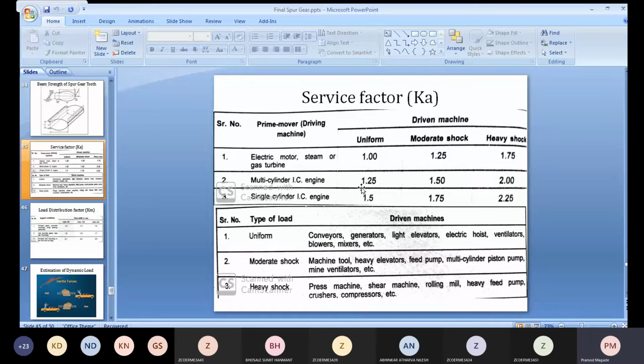In many books or many examples, a single acting cylinder is given with heavy shock. So what will be the value? Tell me from the chart. Single acting cylinder for heavy shock: 2.25. Correct. Likewise we need to select. Below that, just write down this from the screen.